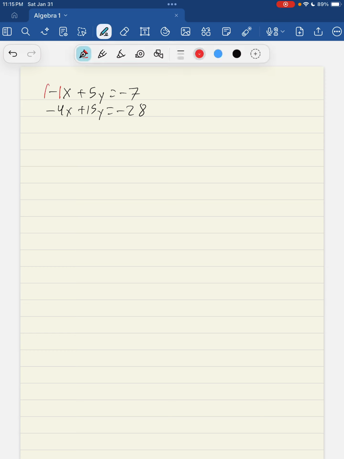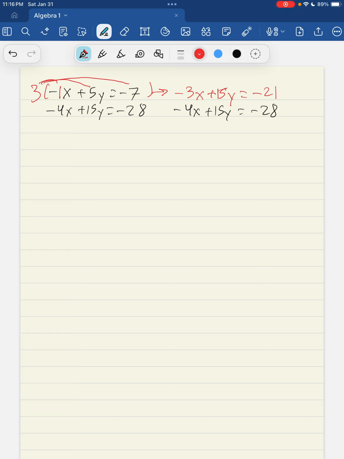If I multiply the top by 3, I will get the y's to cancel. So this becomes 3 times negative 1x, or negative 3x. 3 times a 5 is 15y. And 3 times negative 7 is negative 21. The bottom equation just stays the same. Negative 4x plus 15y equals negative 28.